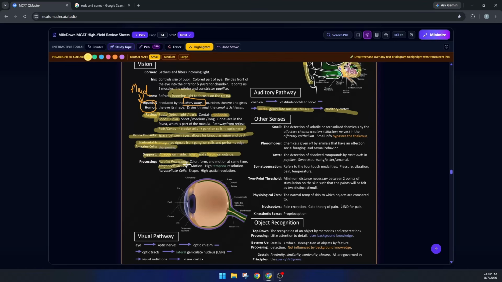Processing: parallel processing, magnocellular, parvocellular cells. So all of these are part of your processing. So parallel processing is color, form, and so on. You just memorize this, okay?